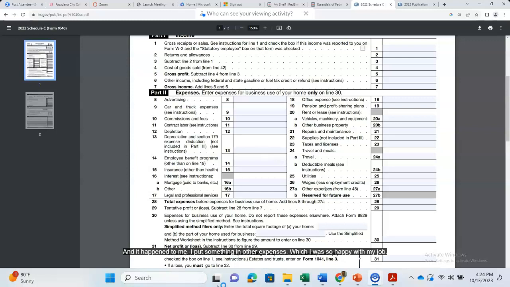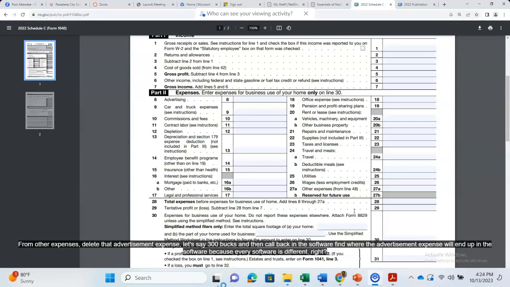I put something in other expenses, and I was so happy with my job. And then I came back to Schedule C and saw, wait a moment, advertising has a separate line in here. Oops, I put that in other expenses. So it takes more time, because I have to go back to other expenses, delete that advertisement expense, let's say $300, and then come back in the software and find where the advertisement expense will end up, because every software is different, right?